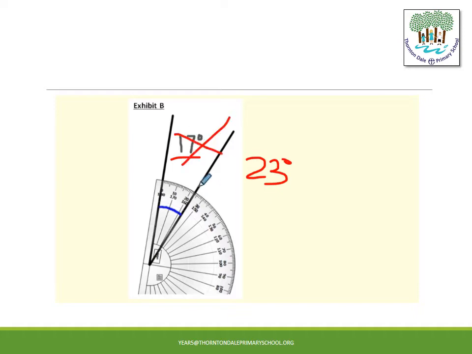protractor. They've measured 3 the wrong side, so it's always worth checking what numbers it comes between. So 17 would come between 10 and 20, but actually this angle is between 20 and 30, so it can't be 17 if it's between 20 and 30, so it would be 23.